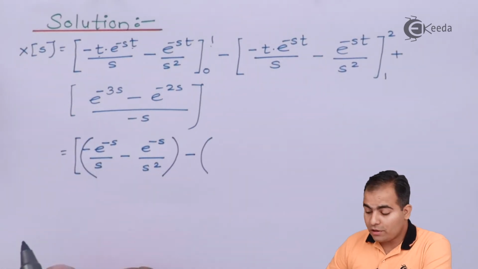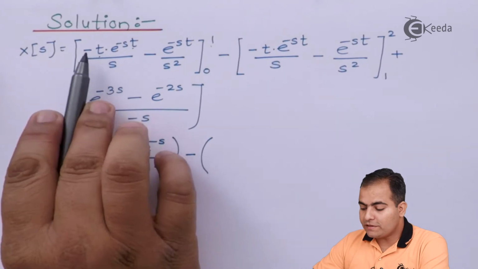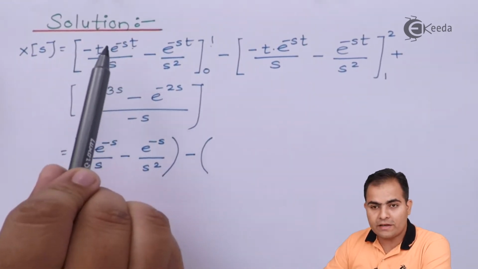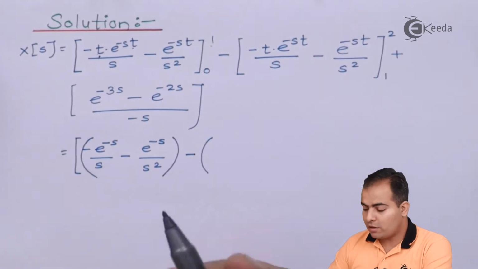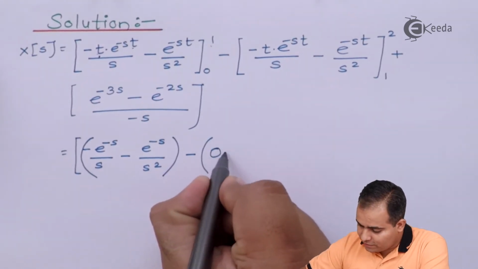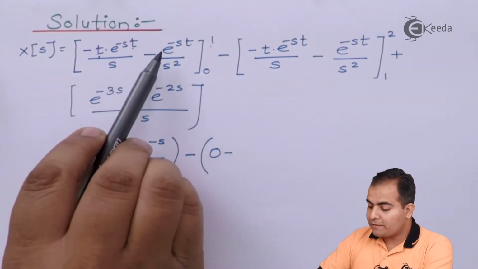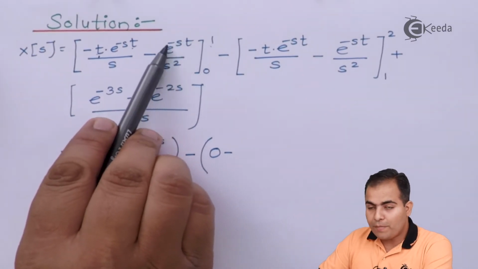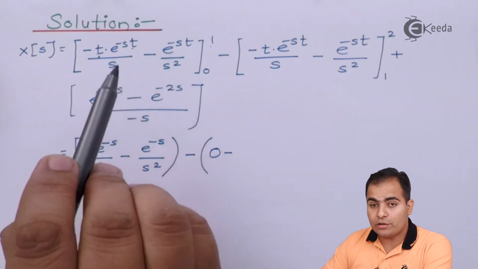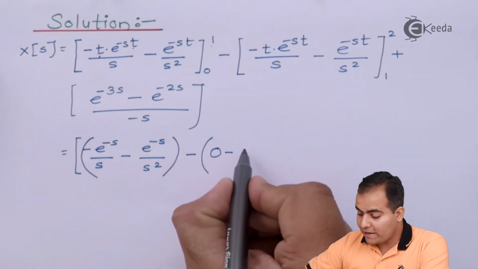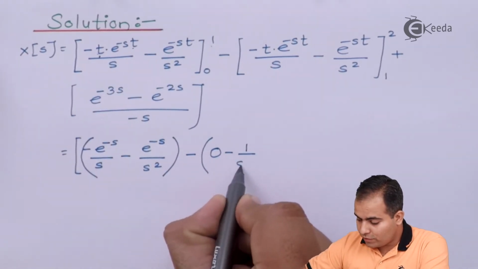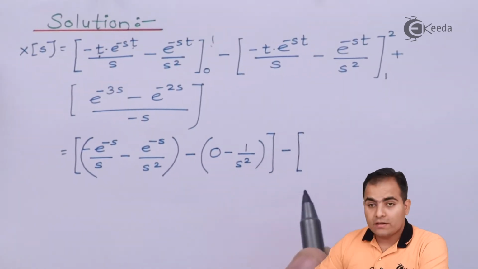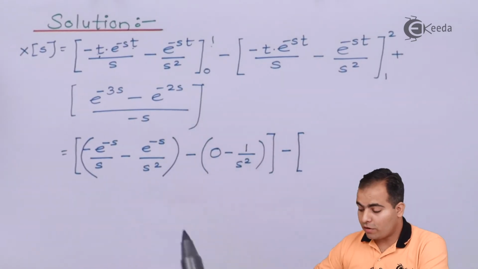Now I will substitute the lower limit. Lower limit is 0. So simply replace this t by 0. What you can see? If t value is 0, then the whole product becomes 0, and 0 upon anything is always 0. So I will place first term is 0. Whereas in the next part, if this t value is 0, then the whole power becomes 0, and e to the power 0 is always 1. So I am going to write here 1 upon s square, minus.